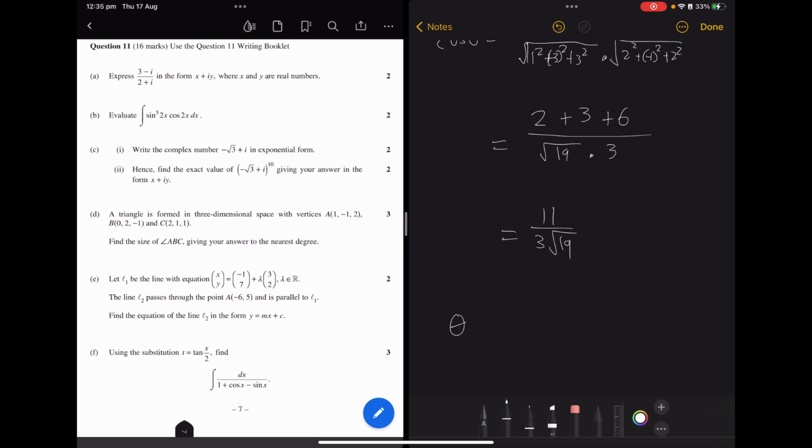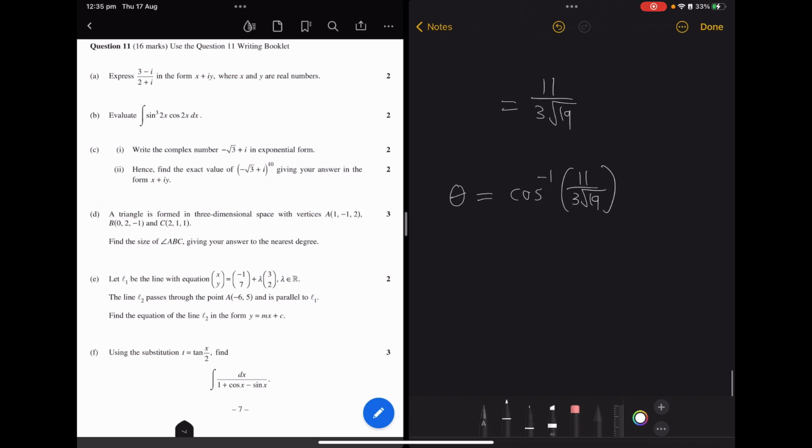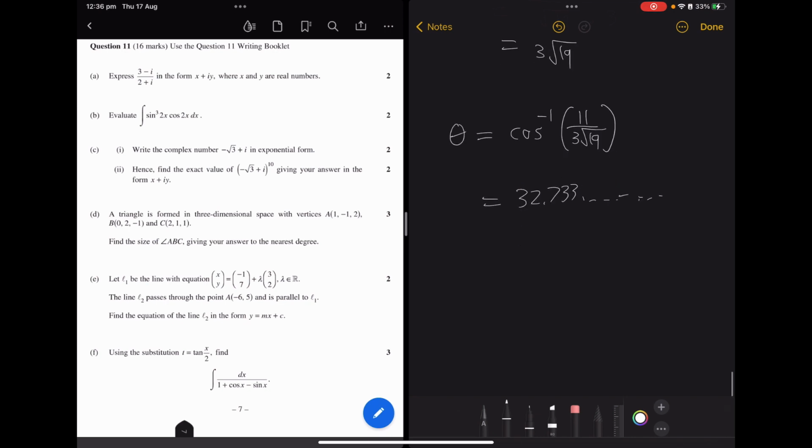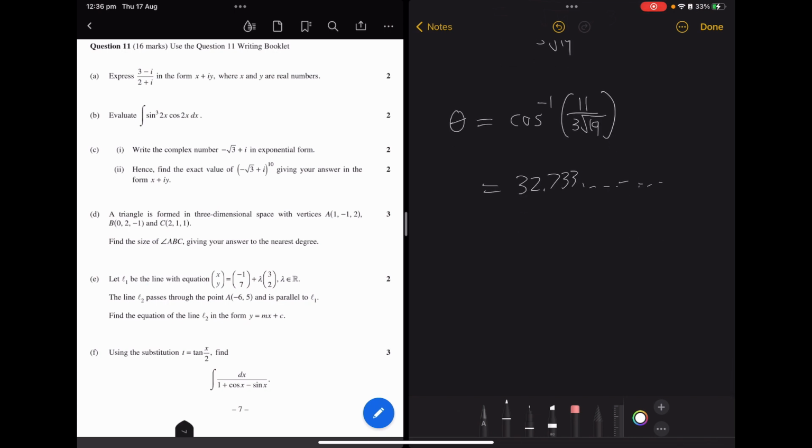Now we just find theta, so cos inverse of 11 over 3 root 19. Pump this in your calculator, making sure it is in degrees, and that will give us 32.73, some very large number. So obviously this will round up to 33 degrees, to the nearest degree.